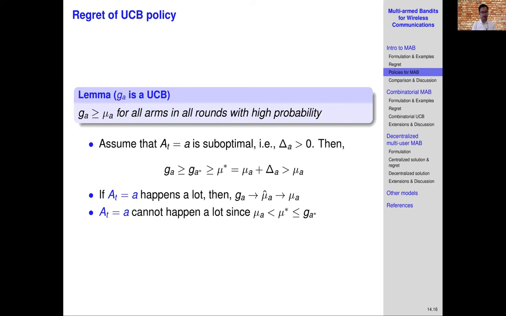We argue that a suboptimal arm A cannot be selected too often, because if it is selected too often, then its index should converge to the true mean. But this cannot happen a lot, since its true mean is less than the true mean of the optimal arm, which is less than or equal to the index of the optimal arm.